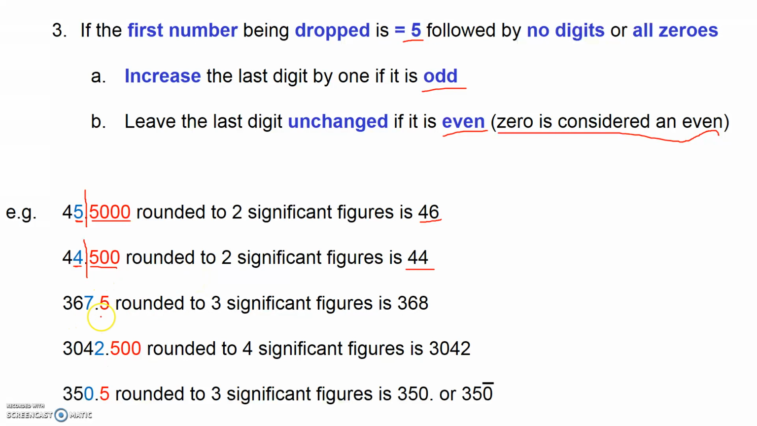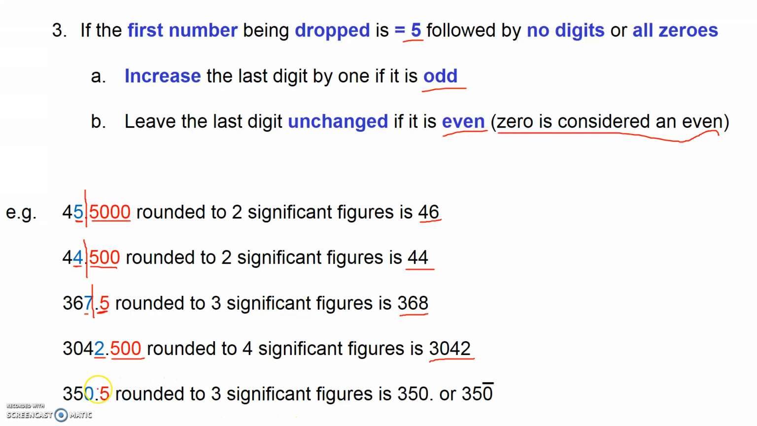Here's another example. We're going to cut this off at 3 significant figures. It's exactly 5 that's following our last significant figure, and our last significant figure is odd, it's 7, so odd goes up by 1, and that becomes 368. Okay, there's another 2 examples here. In this case, we're cutting it off at 4 significant figures. The last digit that we're keeping is a 2. It's followed by exactly 5. 2 is even. Even is equal. We're going to leave it alone.